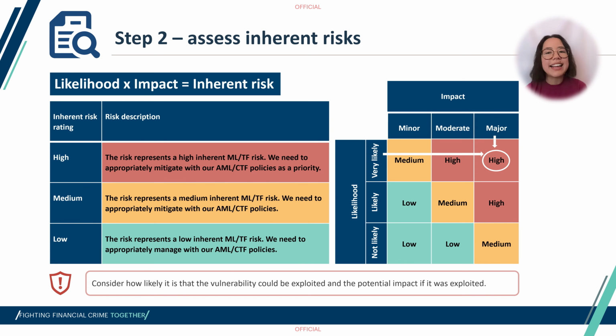So the correct answer here is A, low, given that not likely and minor intersect at low in the risk matrix. Just remember that the scenarios we've worked through today are examples only and are not intended to represent actual risk ratings in these scenarios. You need to determine the appropriate risk rating based on your business.